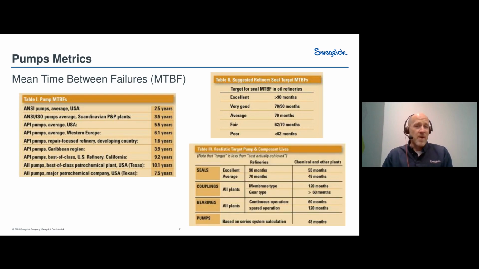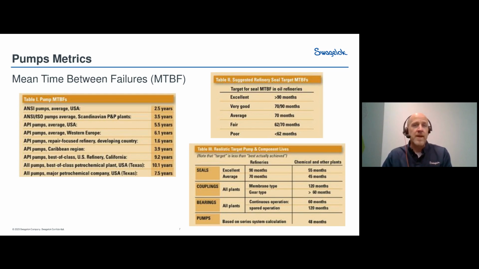Now, looking again at different components, different things that might fail within that. Seals, of course, the two numbers there correspond to either refineries or the other chemical plants or petrochemical plants. And notice that the refineries tend to be a little bit longer. Now, why is that? Well, there's two different reasons. One is that the refineries tend to use API pumps, which are a bit more robust. And secondly, refineries tend to have more stabilized processes in terms of constant pressures, constant temperatures.